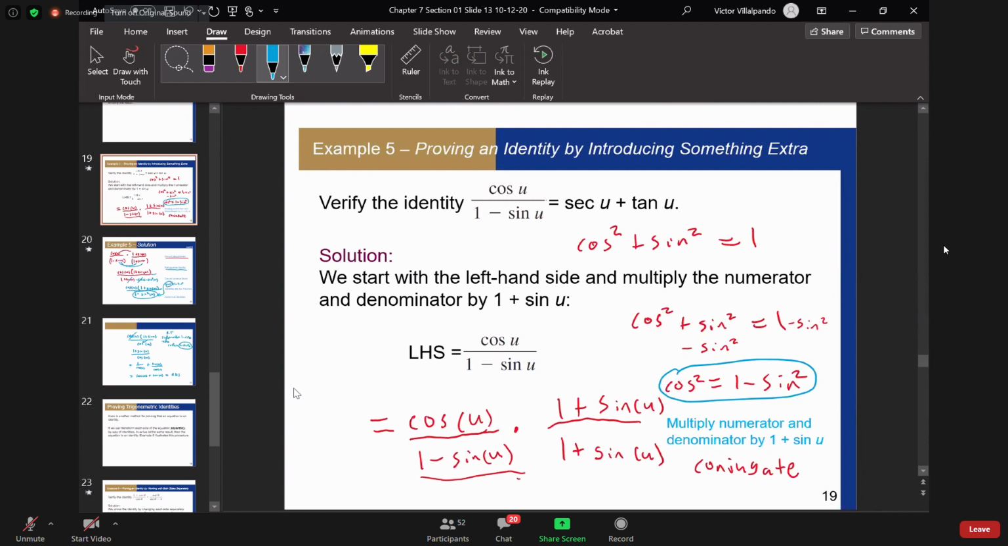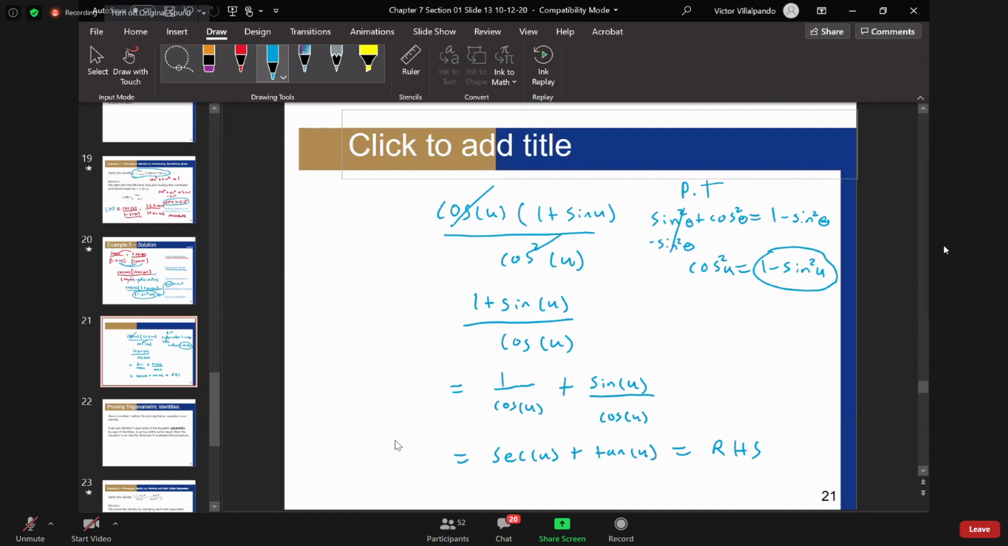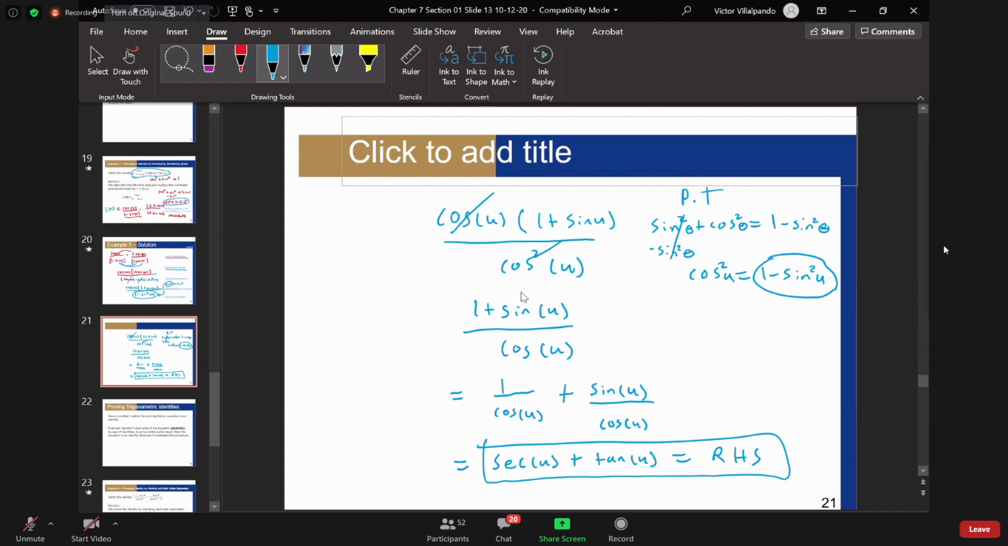So we started with the left hand side, and right here, this is what we're trying to prove. We started with the left hand side, and then at the end we ended with secant plus tangent, which we see here. Secant plus tangent equals the right hand side. This is okay. Challenging in a sense that it may take some time.